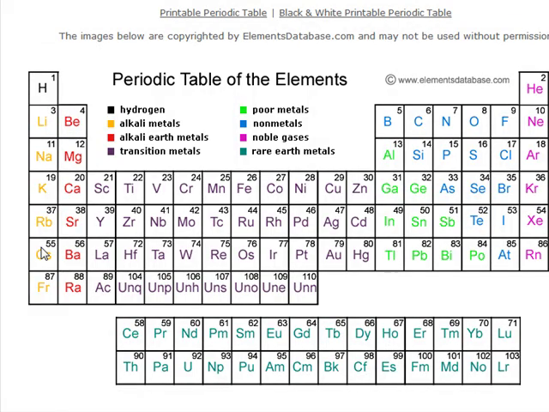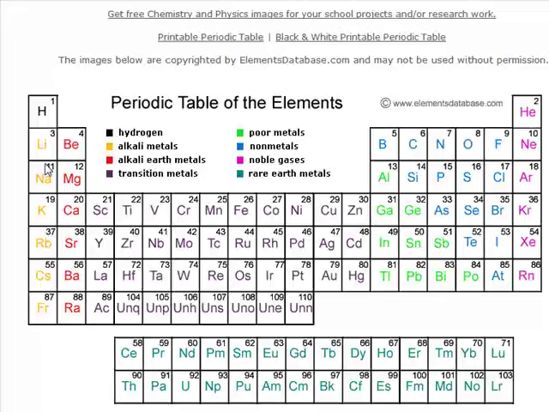Next thing that I would like to mention is the group can tell you not just how something's going to behave, but also how many electrons are in the outermost shell. Everything in group 1 has 1 electron in the outermost shell, which means it's fairly reactive.